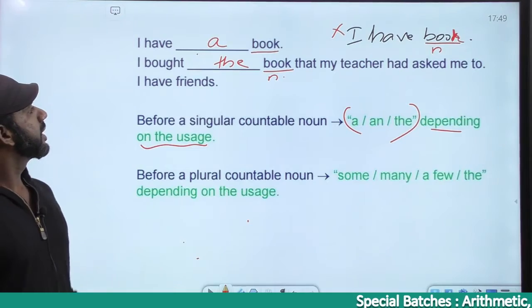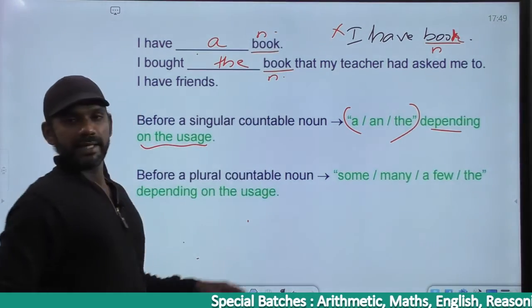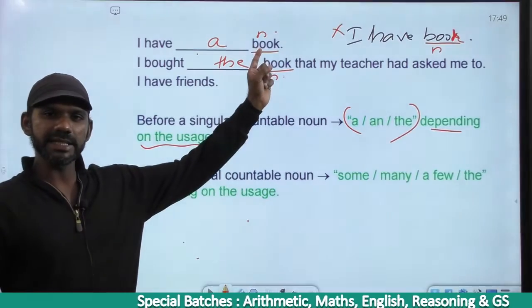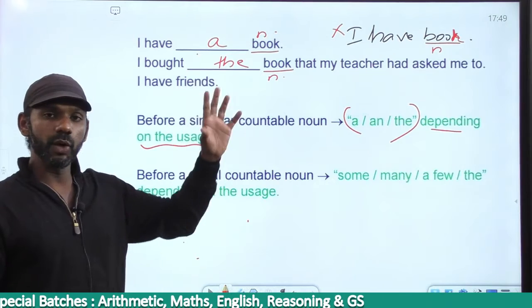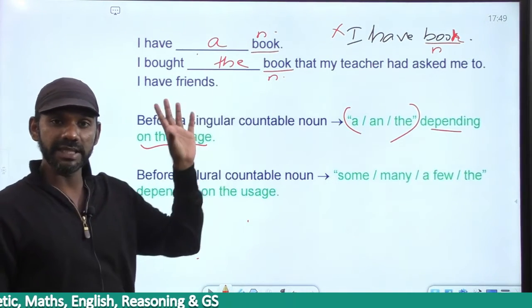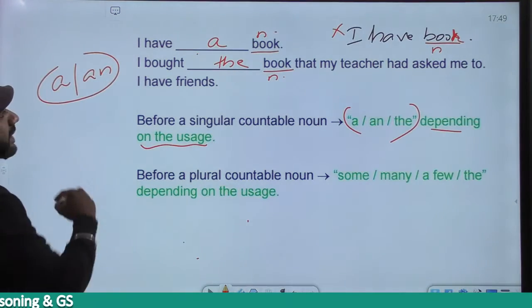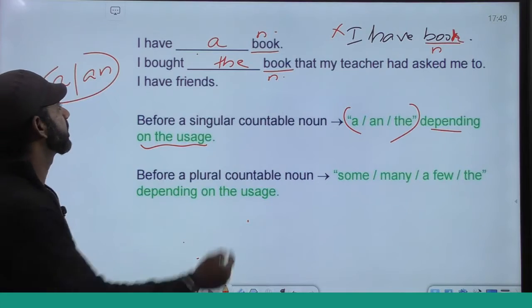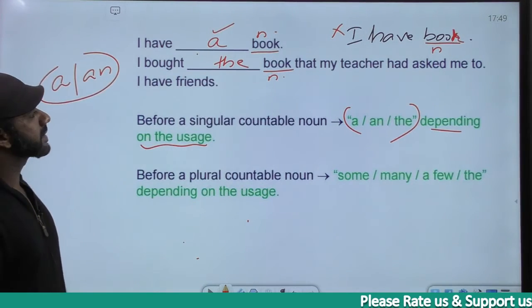Come to the first one. "I have dash book." Book is a noun. In this sentence, is there any detail given regarding the noun book? No. There is no information given regarding the noun book here. So the noun book must be taken as general, and general means it is a and an. Anyway, we cannot say "an book," so it must be a book. I have a book.